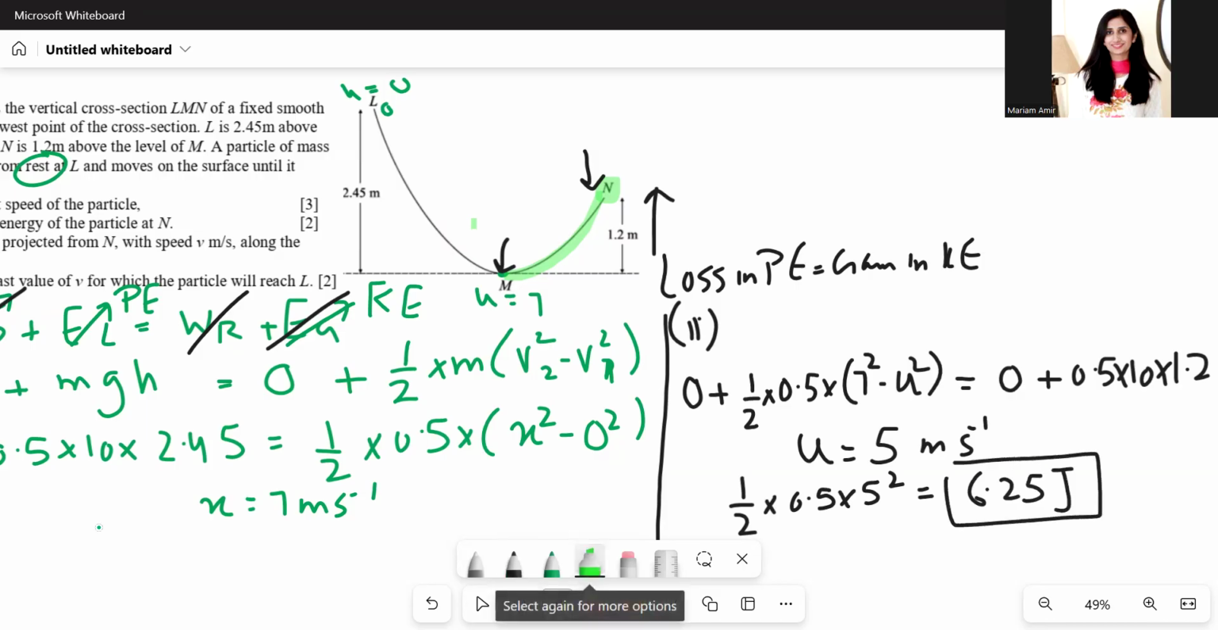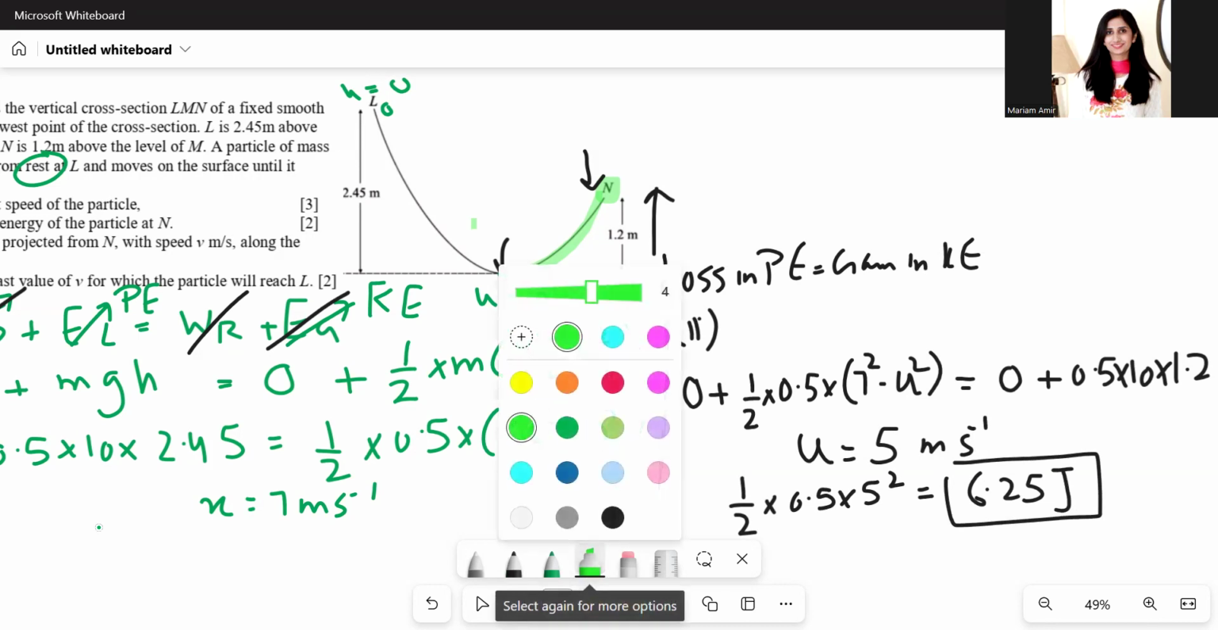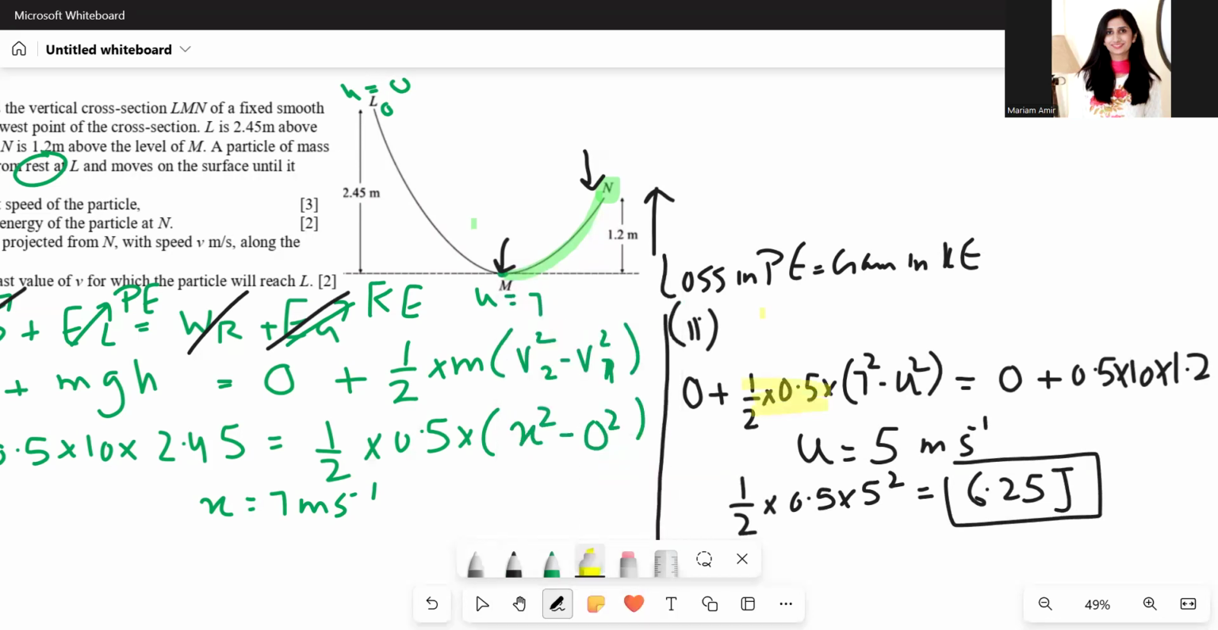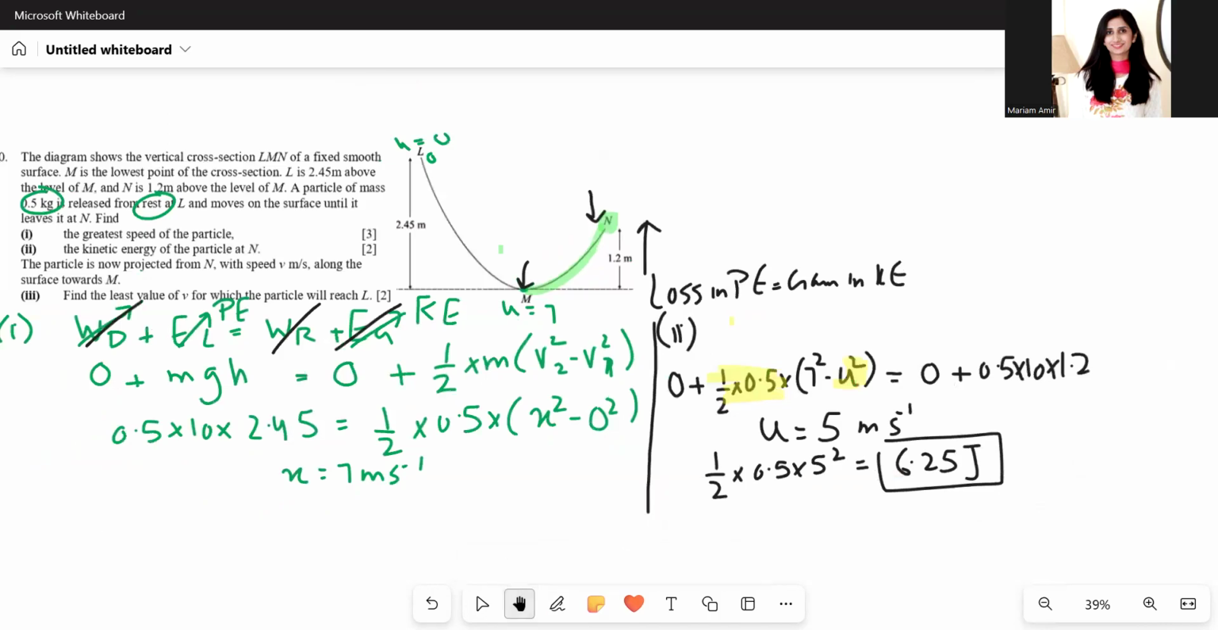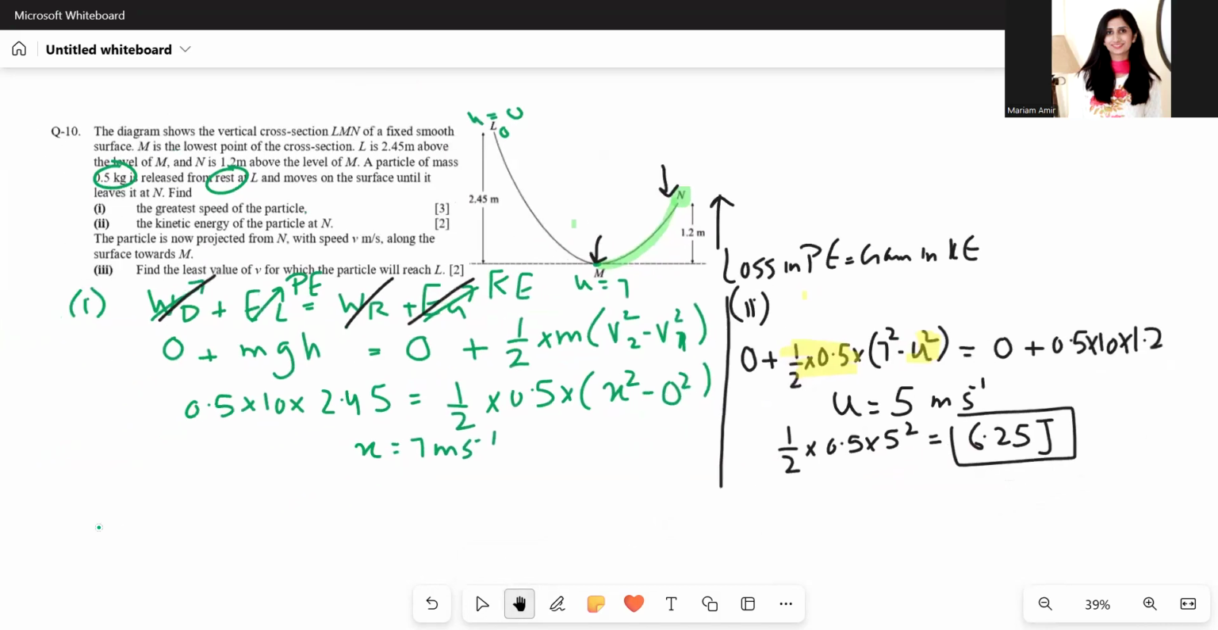Since they had asked for the kinetic energy at N, it would have been better had we made this the subject instead of making u squared the subject. Then we would directly get 6.25 instead of getting 5 first as the value of u and then using half m u squared. Okay, anyway, next part is the particle is now projected from N with a speed of v along the surface towards M. Find the least value of v for which the particle will reach L.